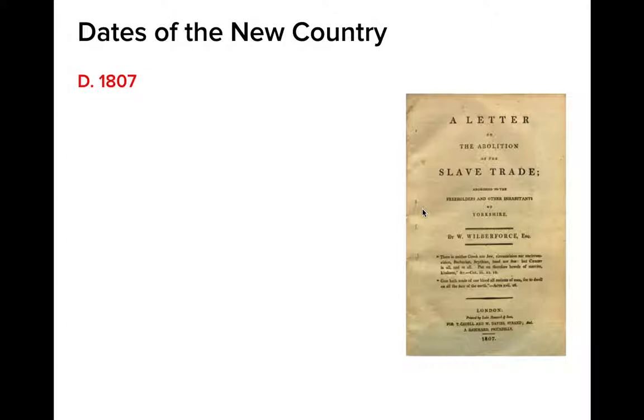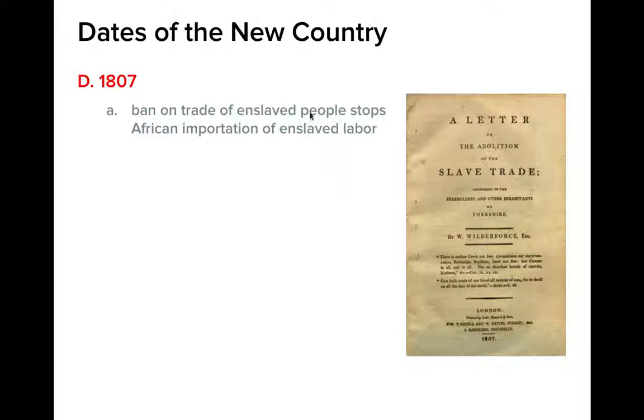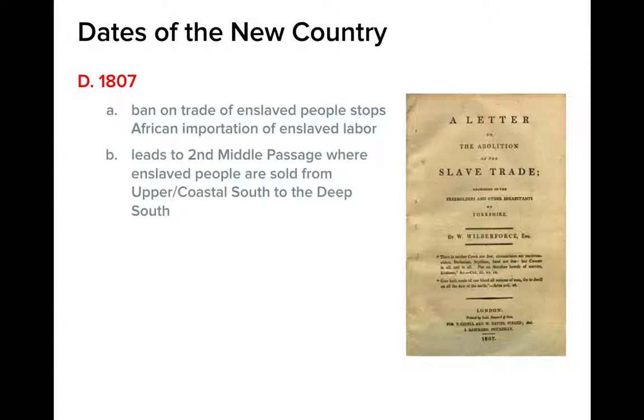Okay, 1807 is the ban on the trade of enslaved people, and this stops African importation of enslaved labor. So that means capturing and forcibly putting onto the Middle Passage enslaved Africans comes to an end. So lowercase b, this leads to something called the Second Middle Passage. Because Africans are not coming from the continent of Africa, well, now enslaved people are sold from the upper coastal South, these are African Americans, to the deep South. So now the trade becomes within the country itself.